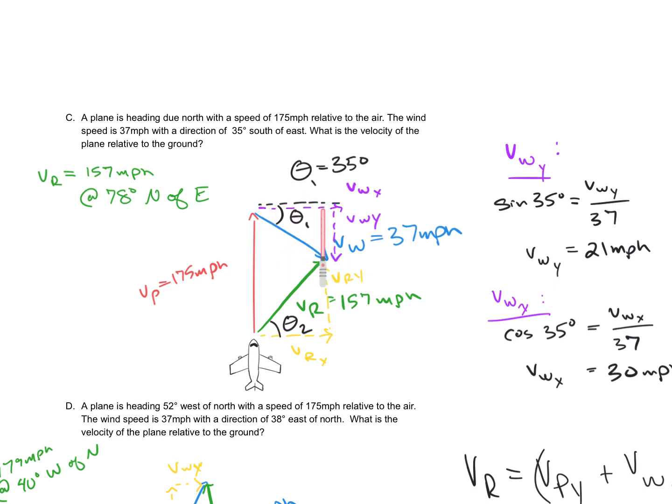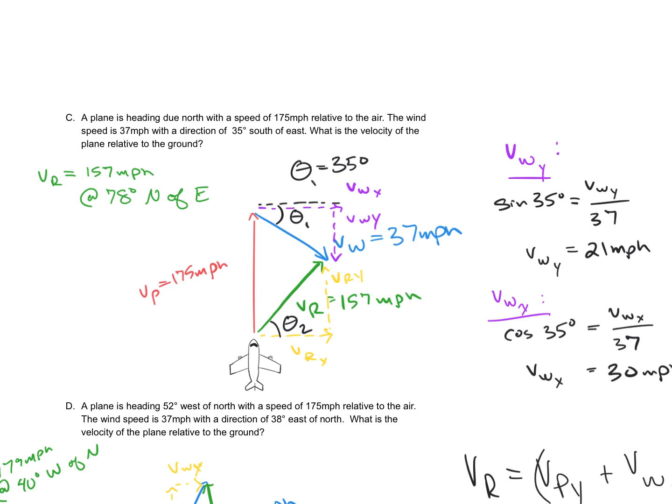Separately, you can solve for the velocity of the wind in the x direction right here by using this angle. This is the cosine. The cosine of that angle is the adjacent divided by the hypotenuse. If you do the math to solve for that unknown variable, the velocity of the wind in the x direction is 30 miles an hour.